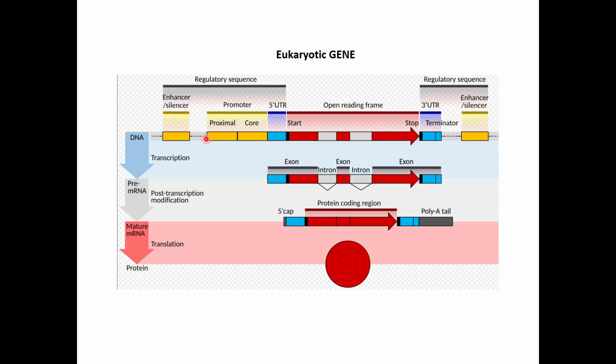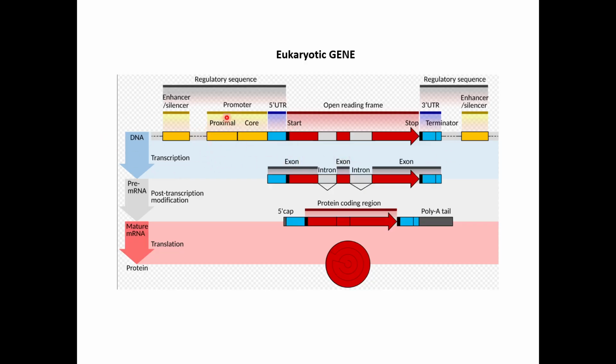This region, which is before the gene, is your upstream region, and this region after your gene is your downstream region. Downstream you might also have enhancers and silencers. So this is also your regulatory sequence. So this is in your DNA.